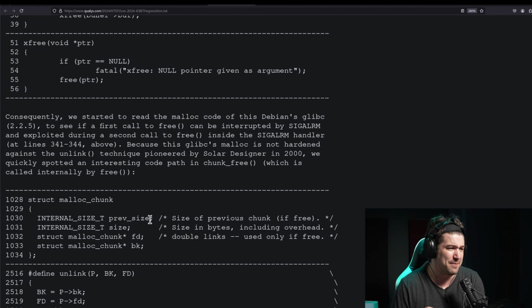Let's get back to this. I forget, we were looking at chunk free. We saw this, pioneered by this. We quickly spotted an interesting code path in chunk free.